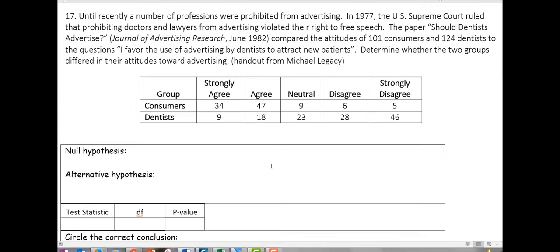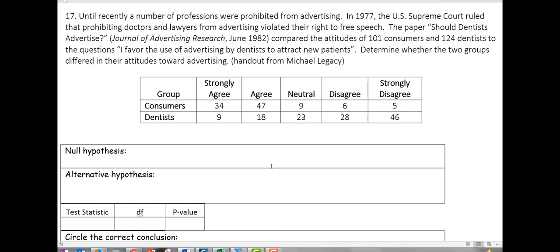All right, number 17, make sure I have room here to do it. Number 17: until recently, a number of professionals were prohibited from advertising. In 1977, the Supreme Court ruled that prohibiting doctors and lawyers from advertising violates the right to free speech. The paper, Should Dentists Advertise, compared the attitudes of 101 consumers and 124 dentists to the statement, I favor the use of advertising by dentists to attract new patients.